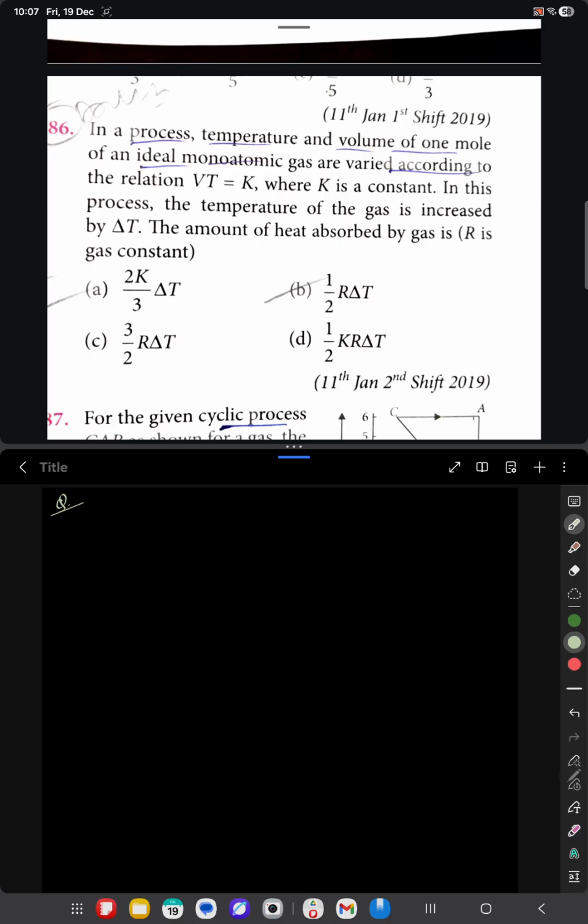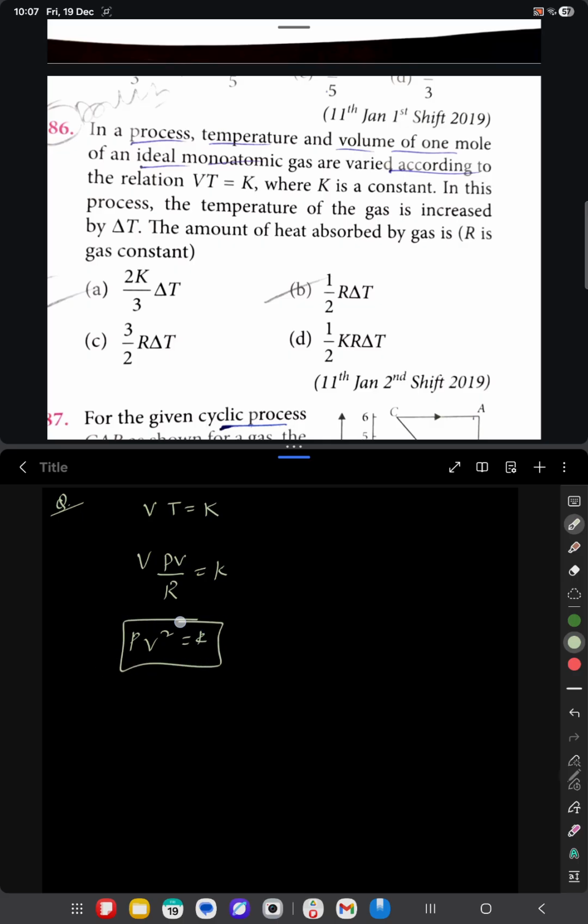In a process, the temperature and volume of one mole of an ideal monoatomic gas vary according to the relation VT = K, where K is a constant. The temperature of the gas increases by delta T. The amount of heat absorbed by the gas is? So, just write it in terms of PV. T is equal to PV by R, so you can write PV square by 2 is equal to constant.